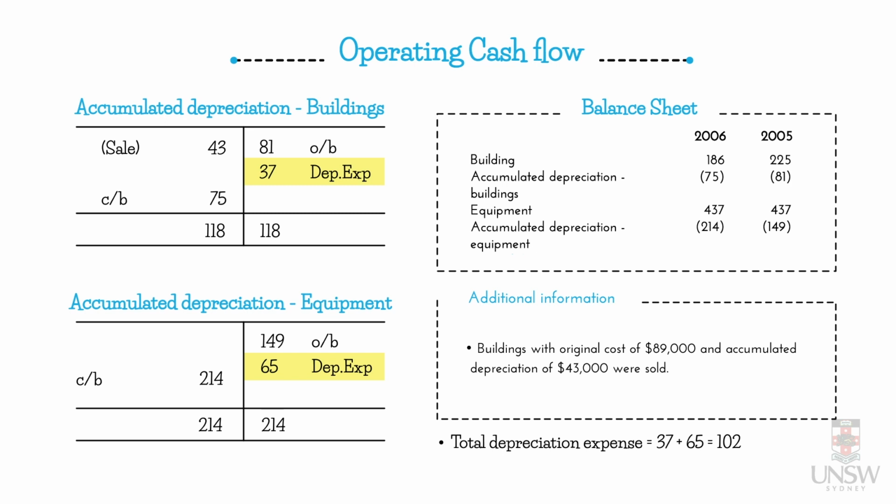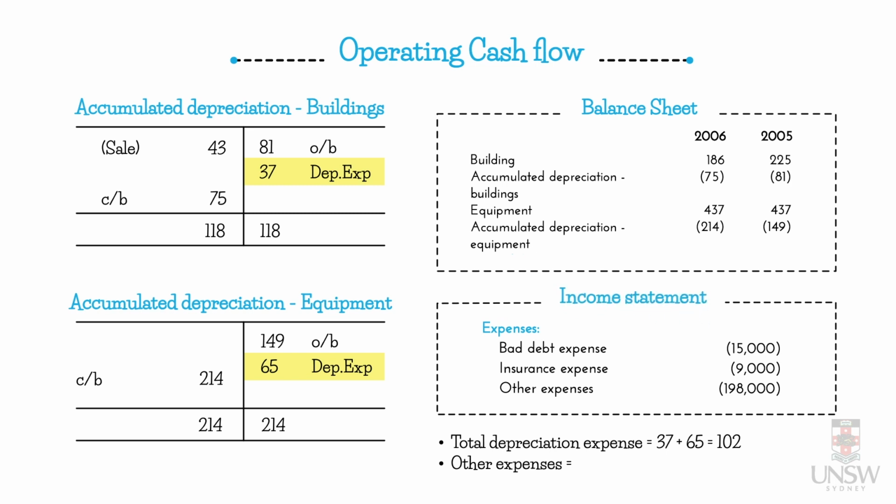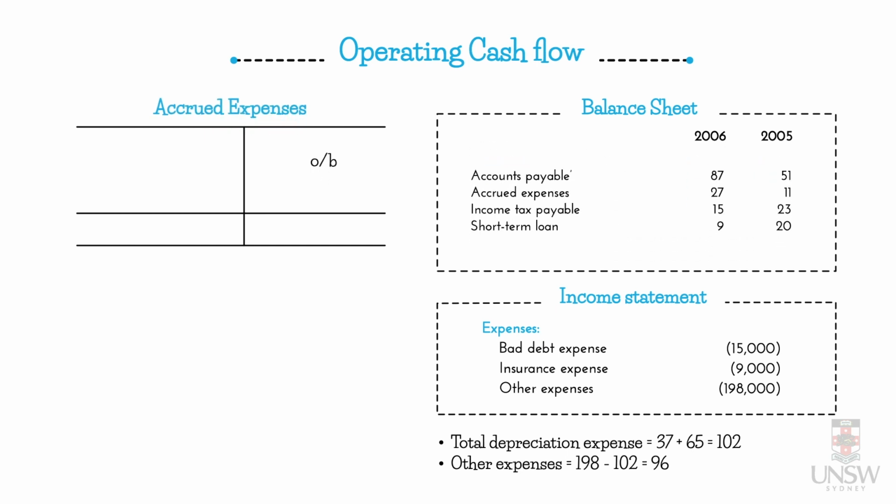So now we need to calculate other expenses net of depreciation. So from the income statement, our other expenses is 198 minus this depreciation of 102 gives us 96. So we go now to the accrued expenses T account. We can put in the opening balance on the credit side of 11, the closing balance 27 on the debit side. We're going to solve for the amount of cash paid, which will sit on the debit side.